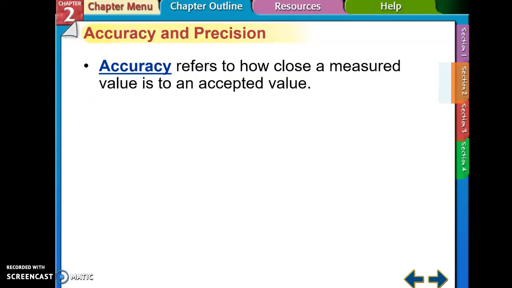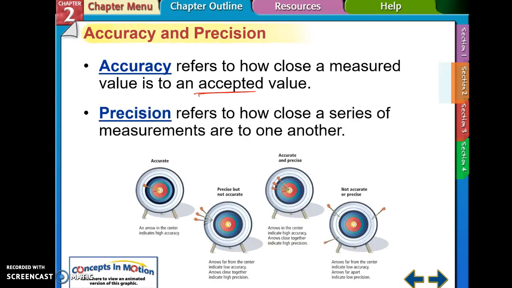Alright, welcome back. Today we're going to talk about accuracy and precision. So accuracy refers to how close a measured value is to an accepted value. That's really important. The word accepted value is when something is accurate. Precision refers to how close a series of measurements are to one another.